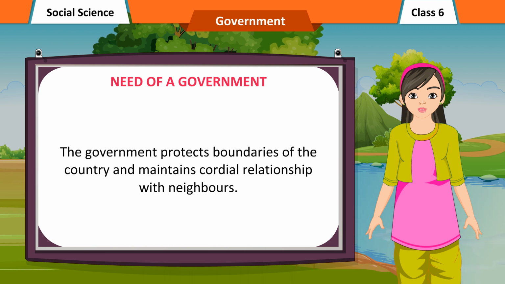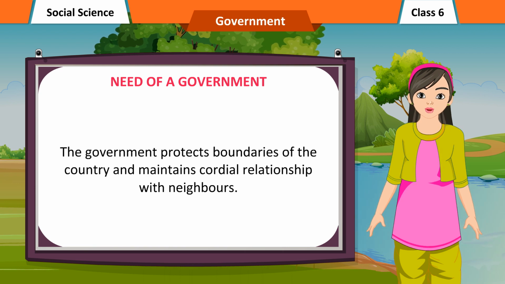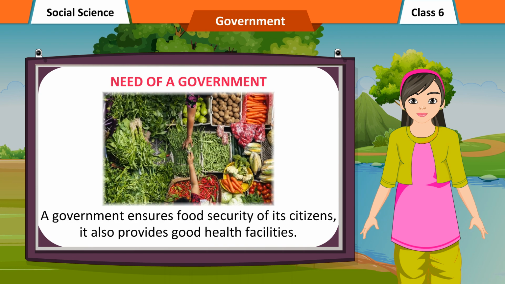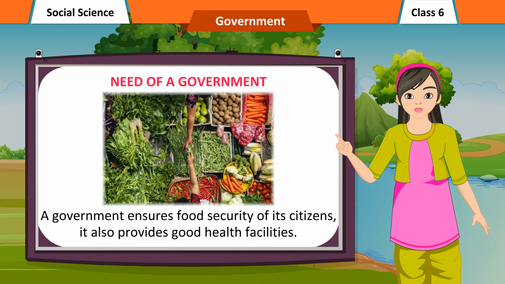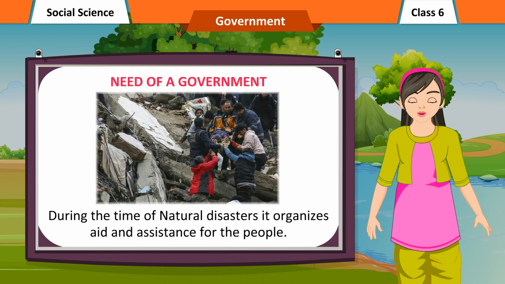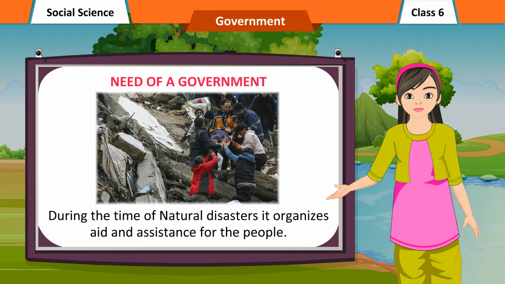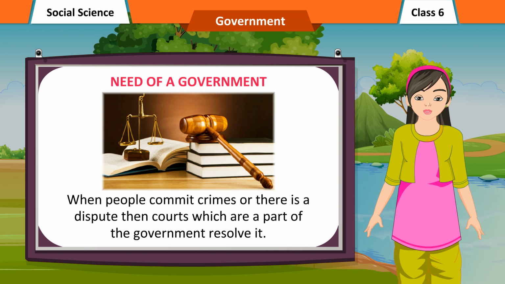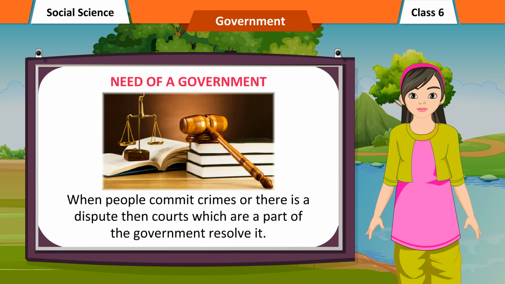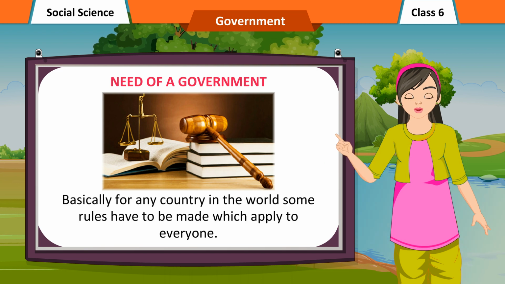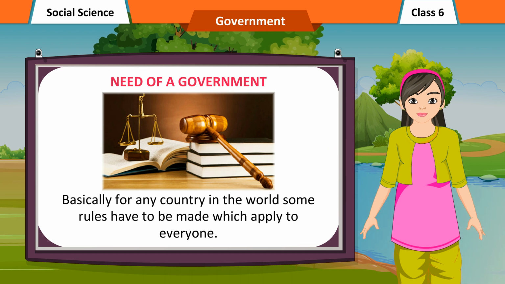The government protects the boundaries of the country and maintains cordial relationships with neighbors. A government ensures food security of its citizens. It also provides good health facilities. During the time of natural disasters, it organizes aid and assistance for the people. When people commit crimes or there is a dispute, then courts, which are a part of the government, resolve it. Basically, for any country in the world, some rules have to be made which apply to everyone.